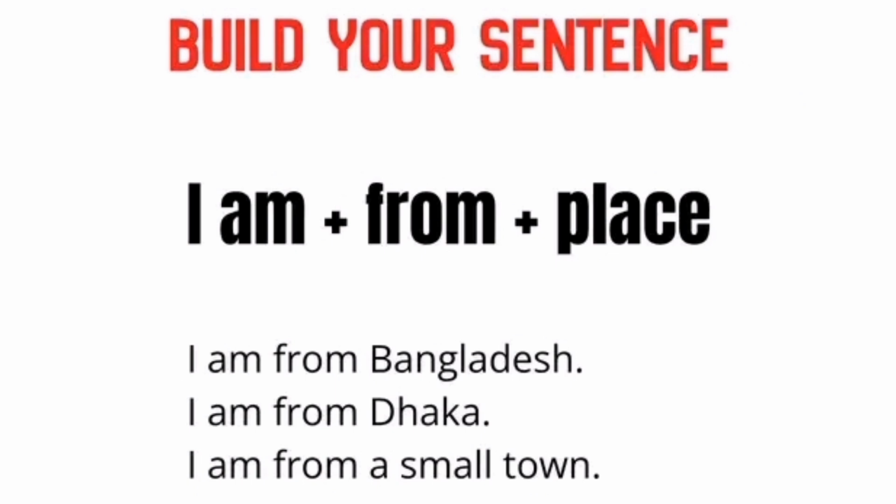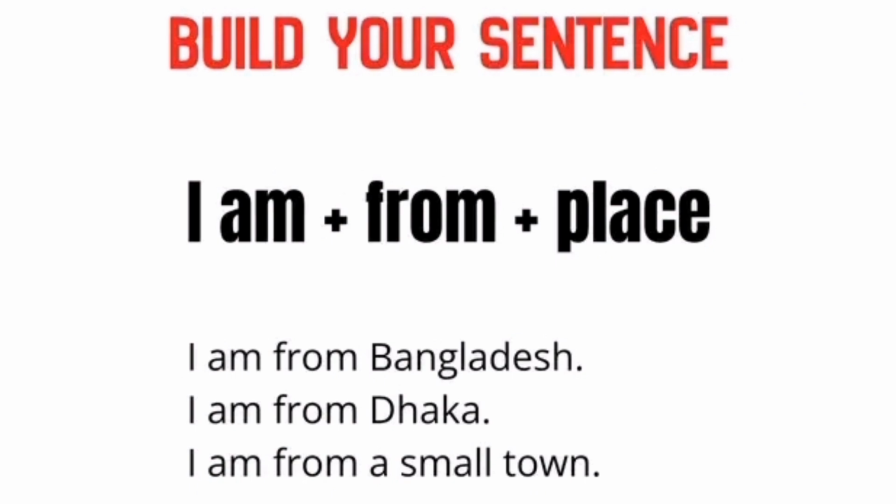Yes, this is how you can say where you are from, where you come from, by using this simple formula to construct a sentence, to build a sentence. You just take I am plus from plus a place where you come from. For instance, I am from Bangladesh. I am from Dhaka. I am from a small town.